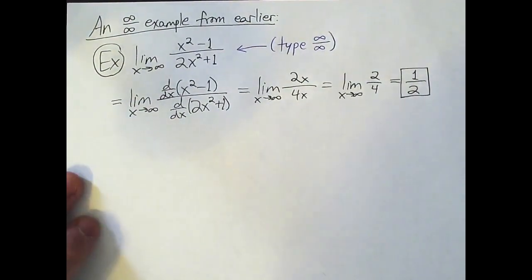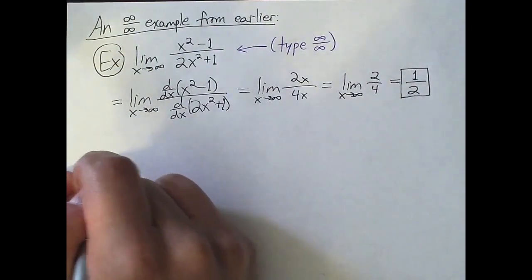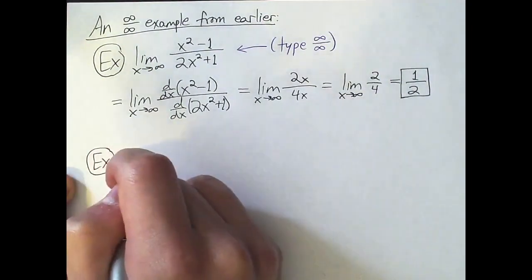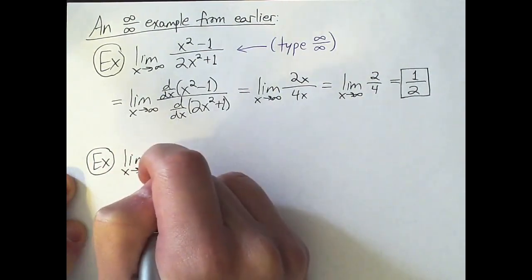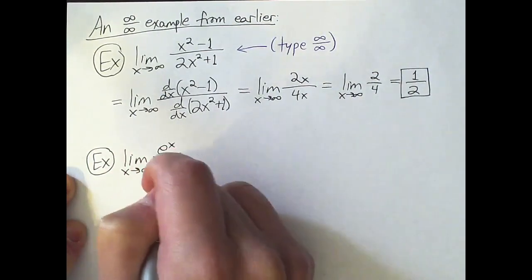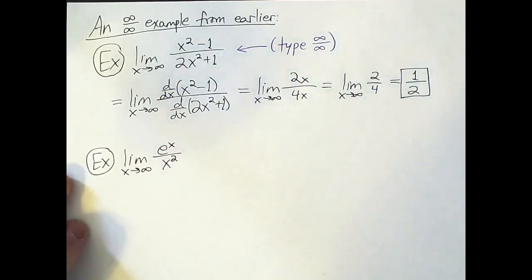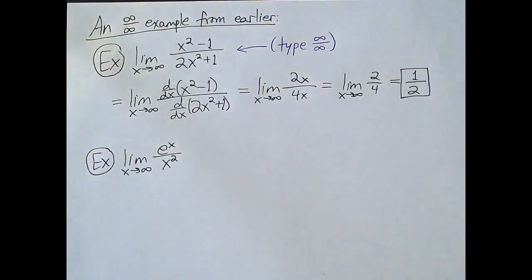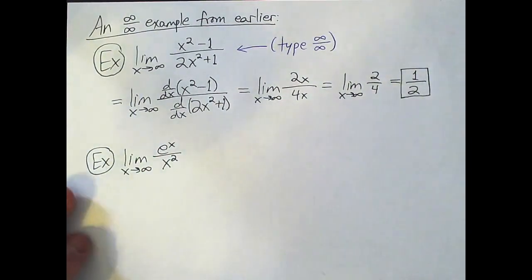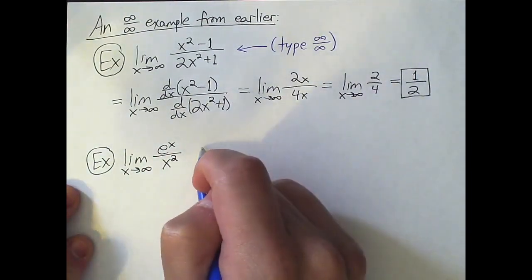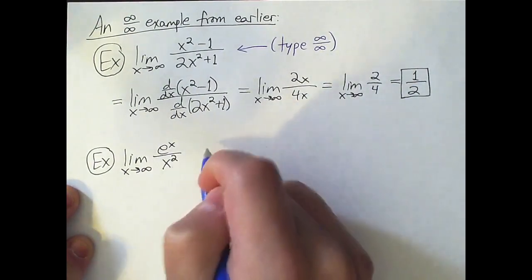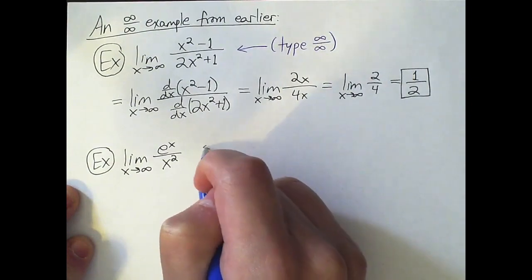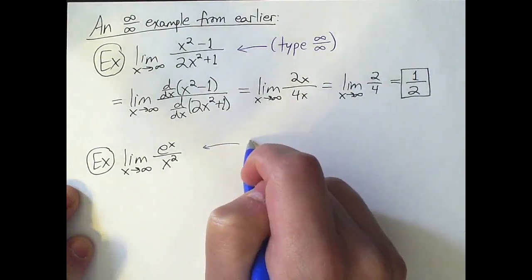I'll show you a tougher one. Let's do a new one. How about we want to evaluate the limit as x goes to infinity of e to the x over x squared. It's not really that tough, but I'm going to do this because something a little bit different is going to happen. So whether you call it the form or the type, you identify that this looks like an infinity over infinity case.